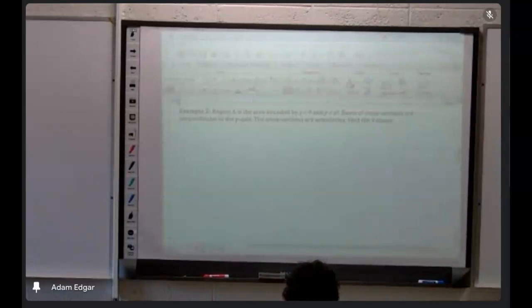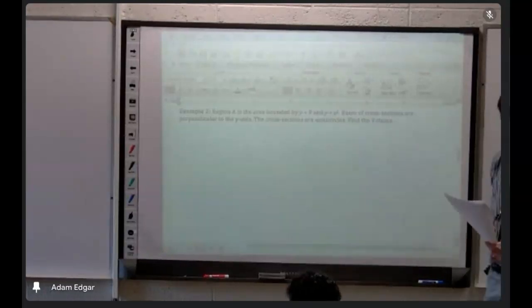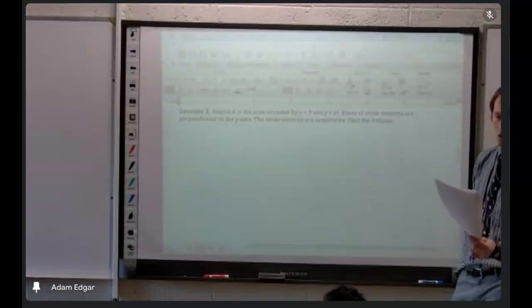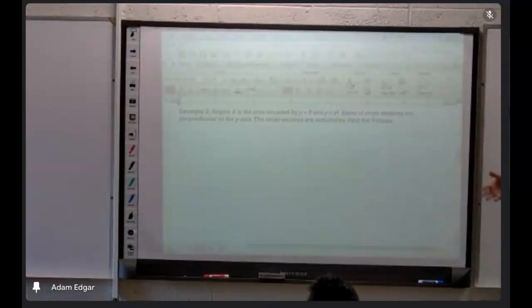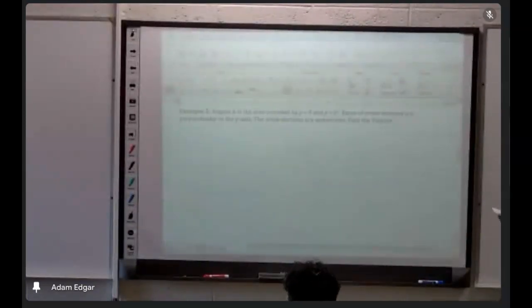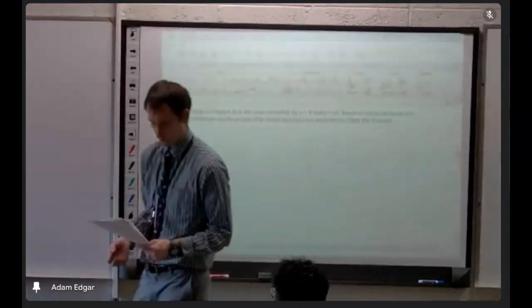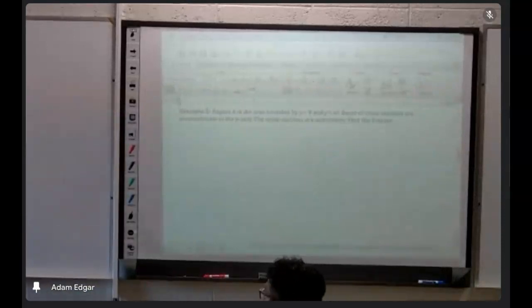So tonight is going to be to finish this packet. We got to decide what stuff is worth doing together and what stuff is worth letting you try. Examples 2 and 3 both involve circular or semicircular cross sections. Which one? Do the second one. Example 3, the one with sine of pi x.